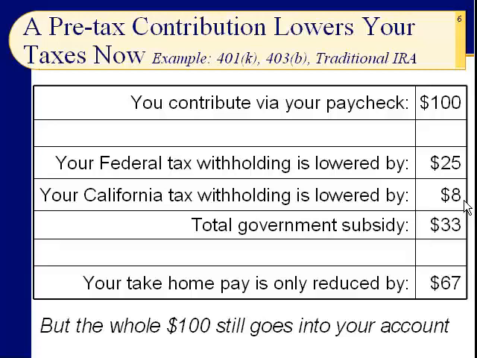So let's just say 8%. It might be 7, it might be 9, you don't know. So let's just say 8%. So you're getting a subsidy of $33. And your take-home pay is only reduced by $67. You put in $100 into the account, and you see only $67 taken out of your paycheck.